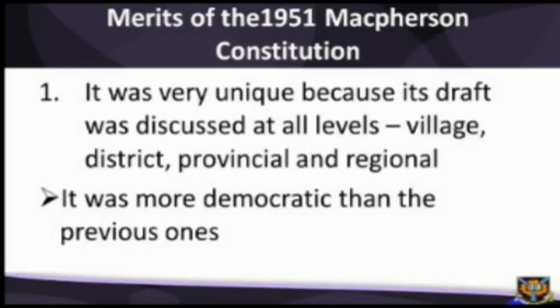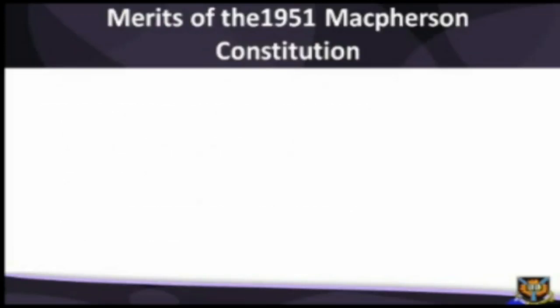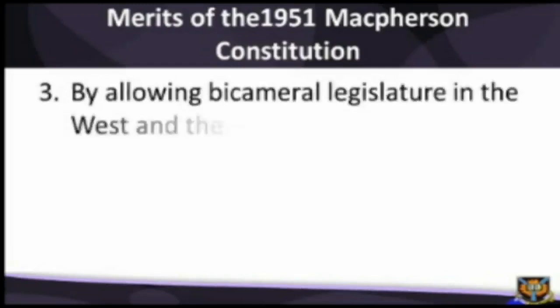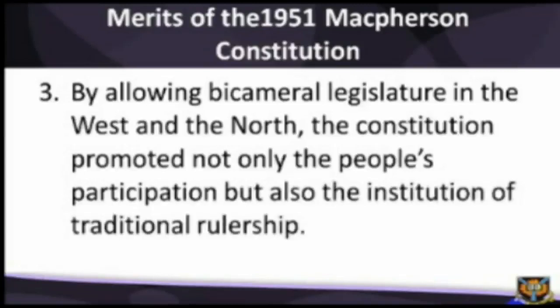Apart from the dominance of elected Nigerians in the Central Legislative House, it was also the first time in the political and constitutional history of the country that Nigerians constituted the majority of both the federal and regional councils. In fact, for the first time, Nigerians were appointed ministers at both the central and regional governments. Besides, councils at both levels equally became the principal instrument of policy making, thus paving the way for elected representatives of the people to rule.